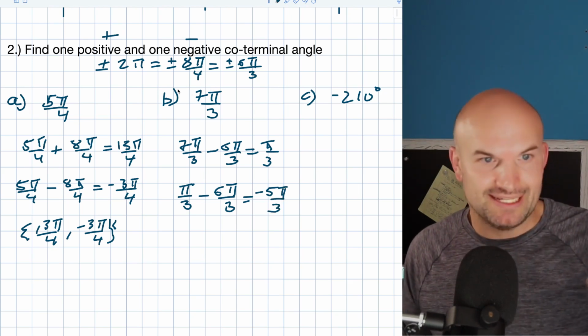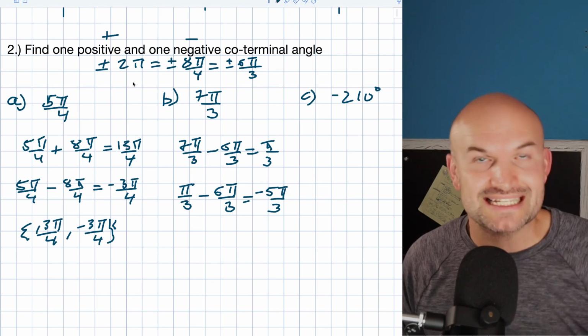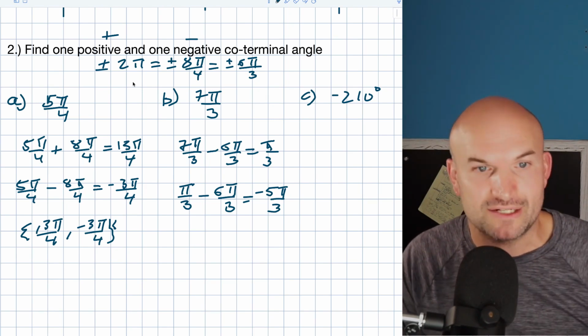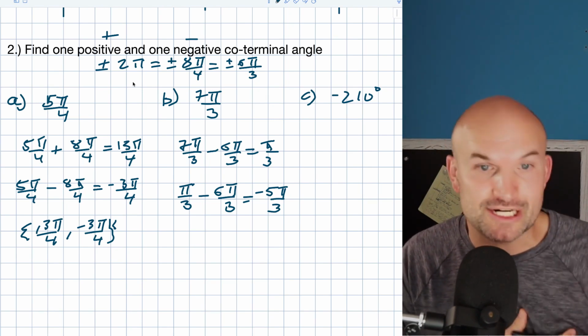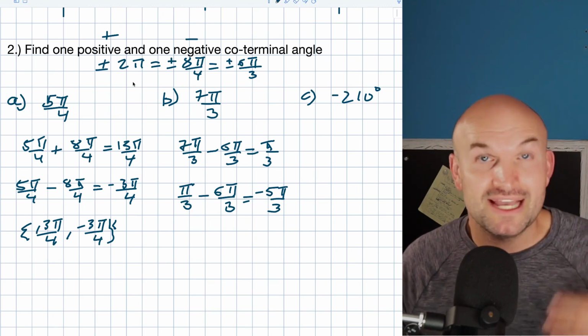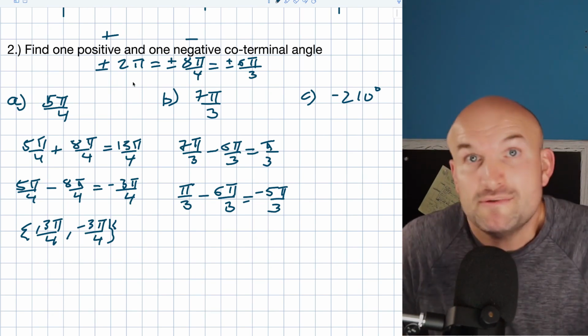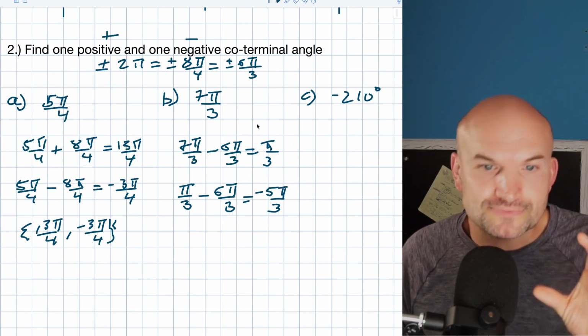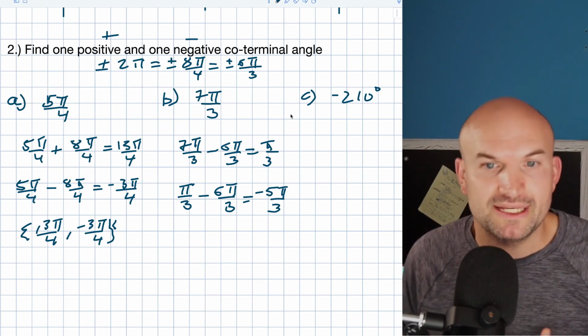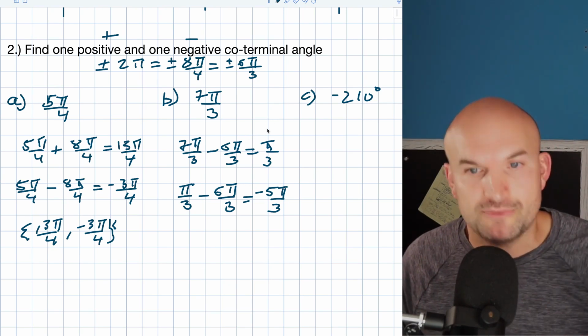So the easiest way is typically to add and subtract 2 pi, but that's when you have a positive or a negative angle within a revolution, between 0 and 360 or 0 and 2 pi. If it's larger, then you're going to have to either add twice or subtract twice, or maybe even more than that, to get your coterminal angles to be within 0 to 2 pi.